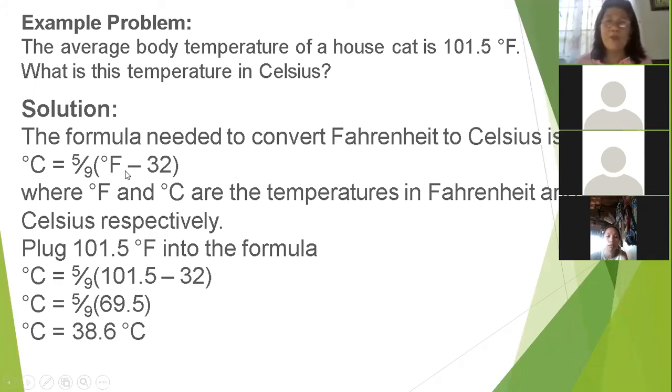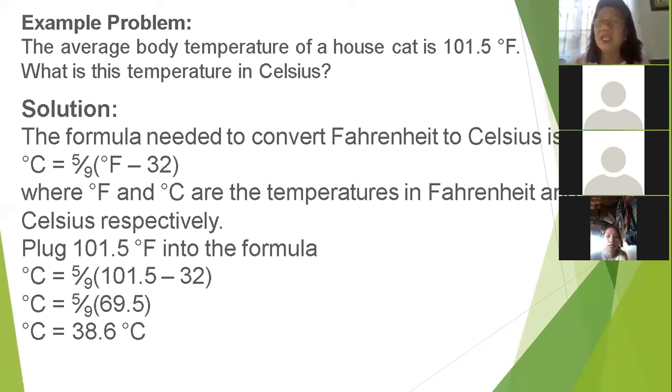101.5 degrees Fahrenheit minus 32 is equal to, then multiply it with 5 before you divide by 9. Okay, here, that is 101.5 minus 32 is 69.5. Multiply it by 5, divide it by 9, it is 38.6. That is the temperature of a house cat.